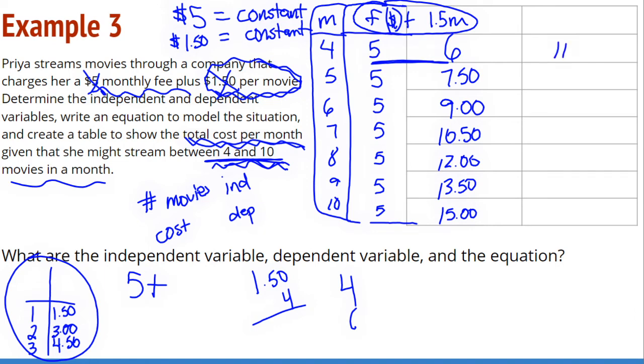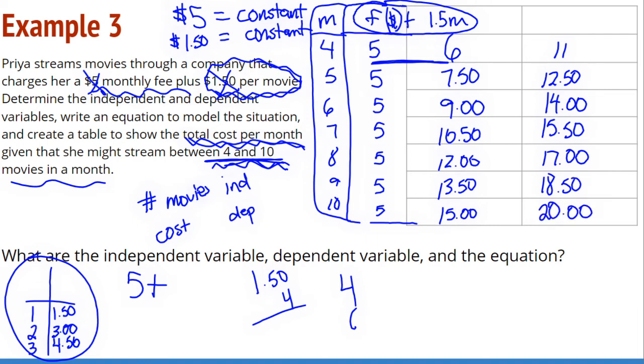And I've got 11, 12.50, 14, 15.50, 17, 18.50, and 20.